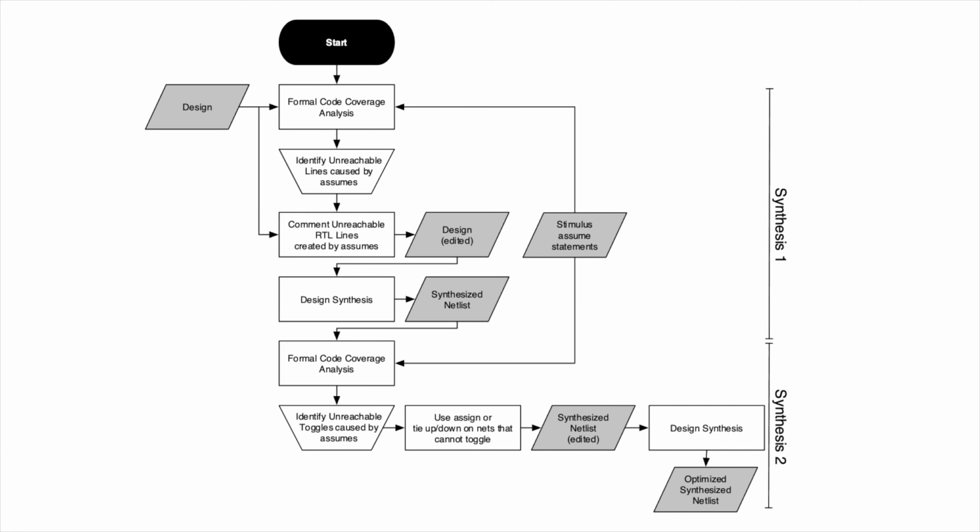All right, so here's the entire flow in its entirety. You can see there's two separate synthesis runs. In the first run, we're looking at RTL and doing line coverage with our stimulus assumes. The second time, we're still using the very same stimulus assumes on synthesis 2, and now we're looking at toggle coverage to figure out things to tie up or tie down.